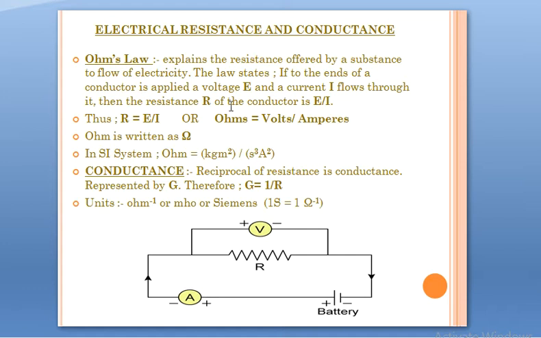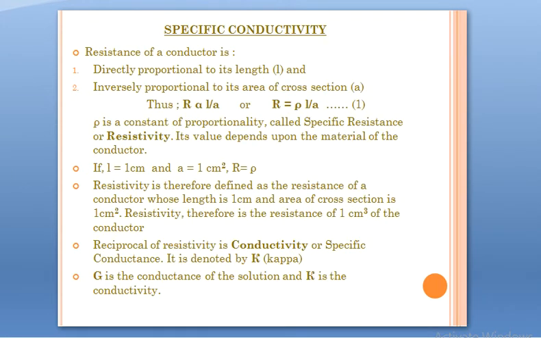If you are told that there is a conductor and its resistance is 10 ohms, what is its conductance? Conductance will be 1 by 10 mho, or 1 by 10 inverse ohm, right? Or if conductance is given, resistance will be its inverse. Now that we know what resistance is and what conductance is, we can talk about conductivity.